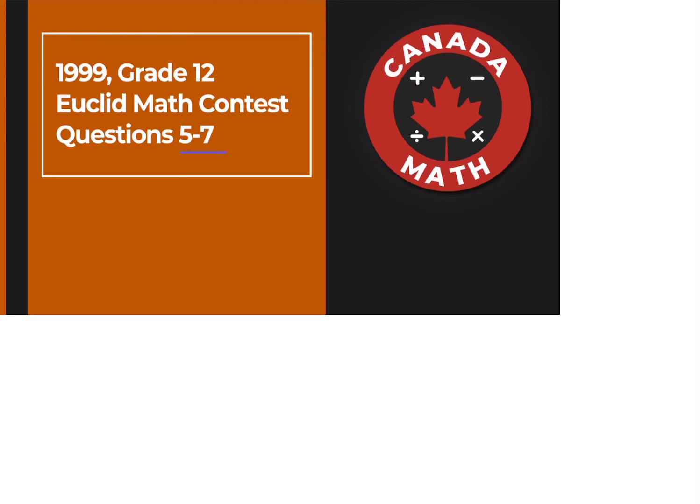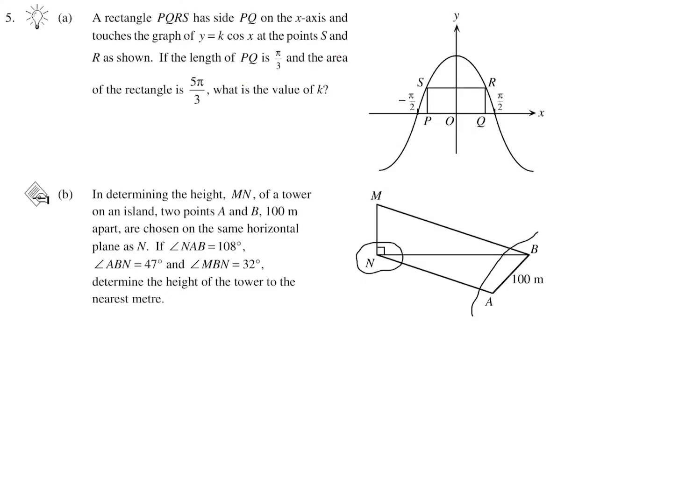Questions 5 through 7 of the 1999 Grade 12 Euclid Math Contest. A rectangle PQRS has side PQ on the x-axis and touches the graph of y equals k times cosine x at points S and R as shown. If the length of PQ is pi over 3 and the area of the rectangle is 5 pi over 3, what is the value of k?